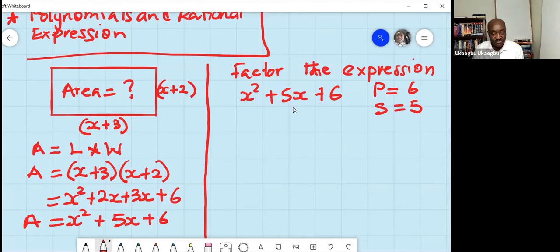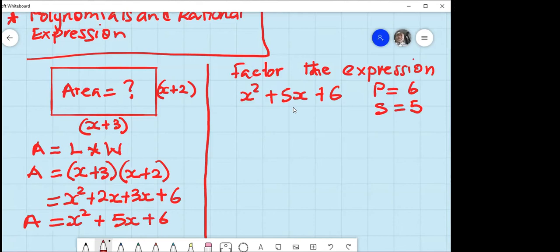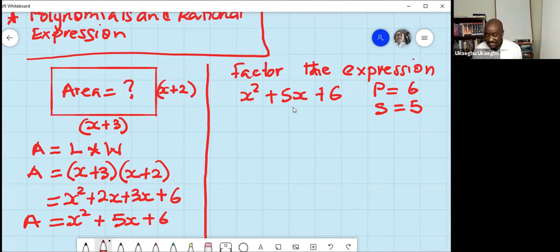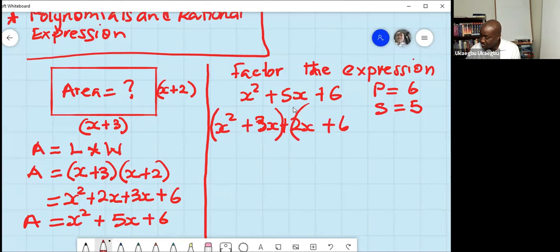So what are those 2 numbers? 3 and 2. 2 and 3. Exactly. So now we are going to use that 2 and 3 to expand this 5x. So all we need to do is we say x squared plus 3x plus 2x plus 6. You see? And then we now group them. After doing that, we will group it.